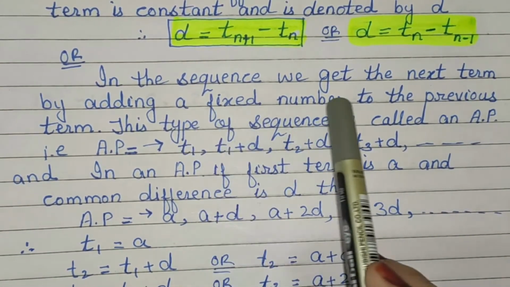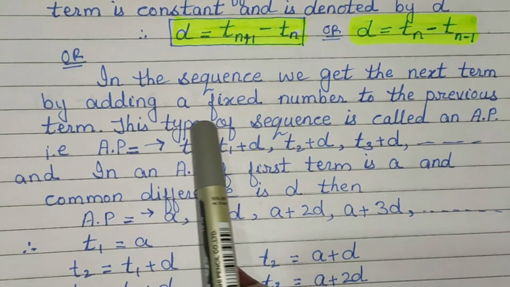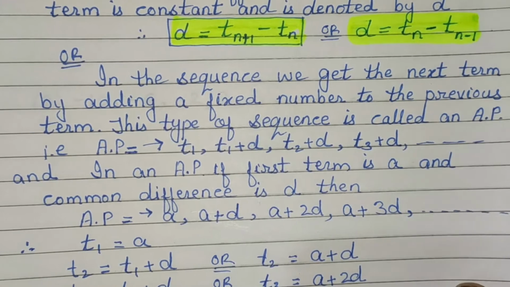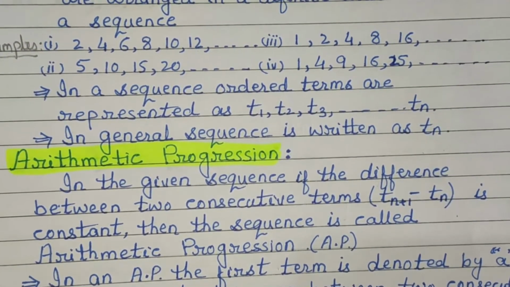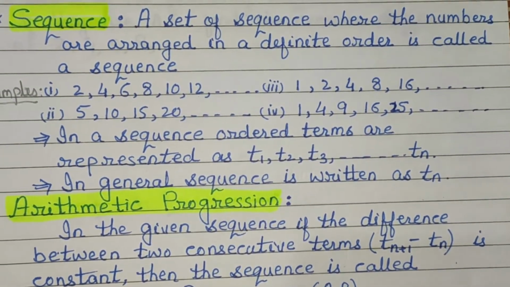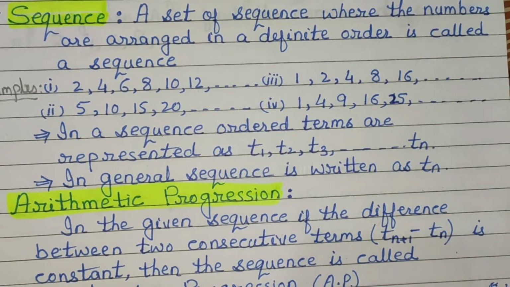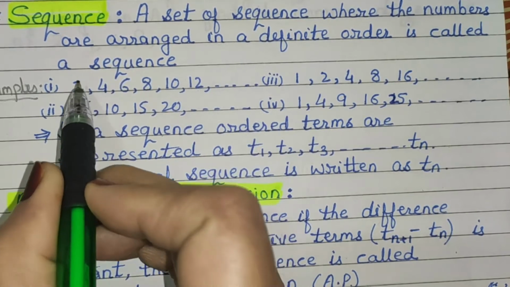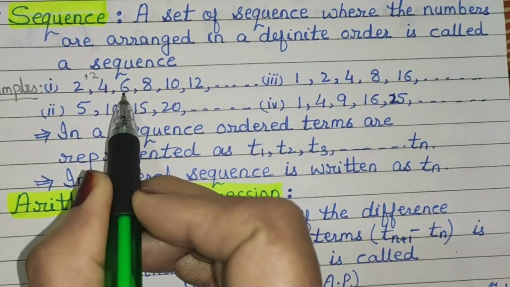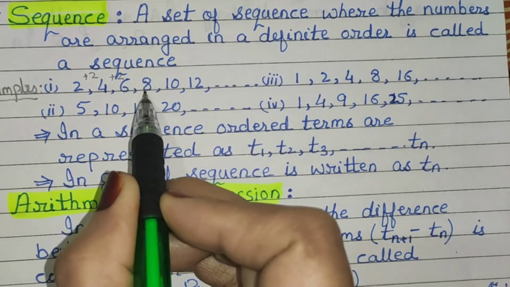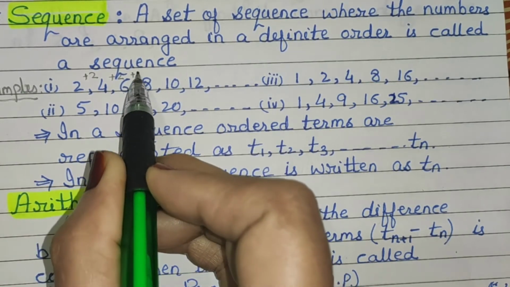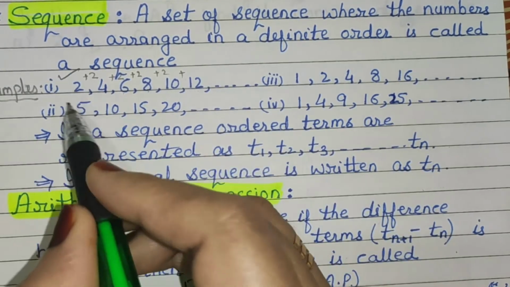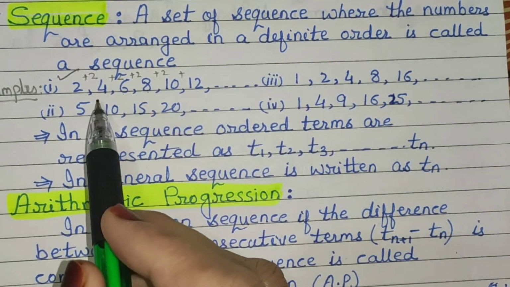Now the sequence in which we get the next term by adding a fixed number to the previous term is called an AP. Now look at the examples here. First one is 2, 4, 6, 8, 10 and 12. Now the next term is obtained by adding 2. 8 is obtained by adding 2 to 6, and so on. Therefore, the given sequence is an AP.